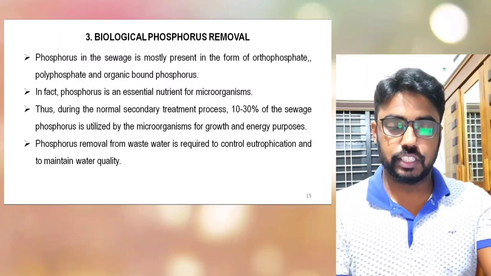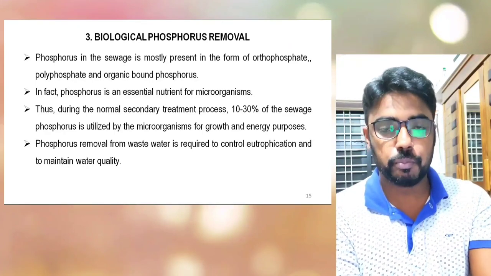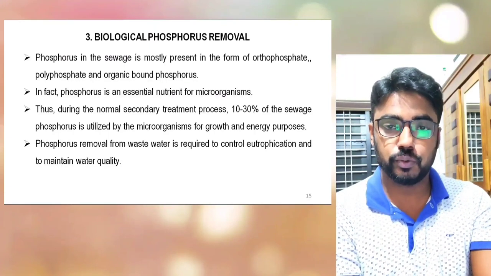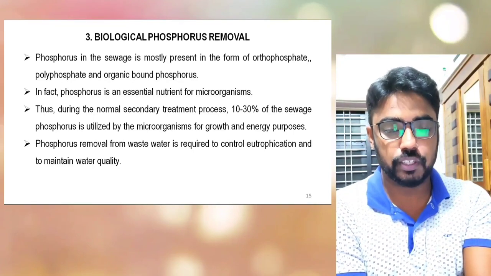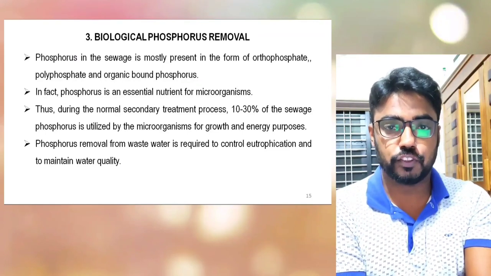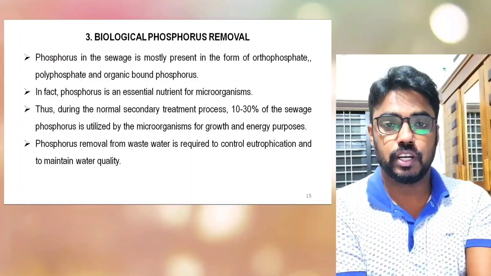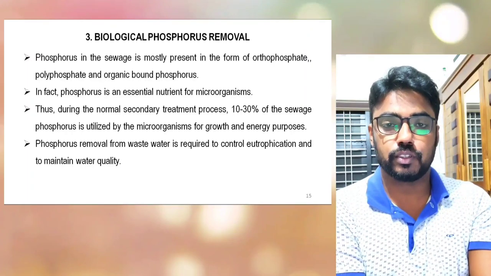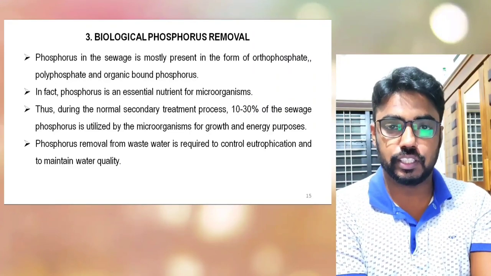The next process in the tertiary treatment is the biological removal of phosphorus. The phosphorus present in the wastewater will be in the orthophosphate form, polyphosphate form, or an organically bound phosphate form. This phosphorus is an essential nutrient for microorganisms. Thus, they use around 10-30% of the phosphorus present in the wastewater during secondary treatment for their growth and energy production. The excess phosphorus in the wastewater leads to eutrophication, and that's why it is essential to remove the phosphorus before it is disposed into the environment.